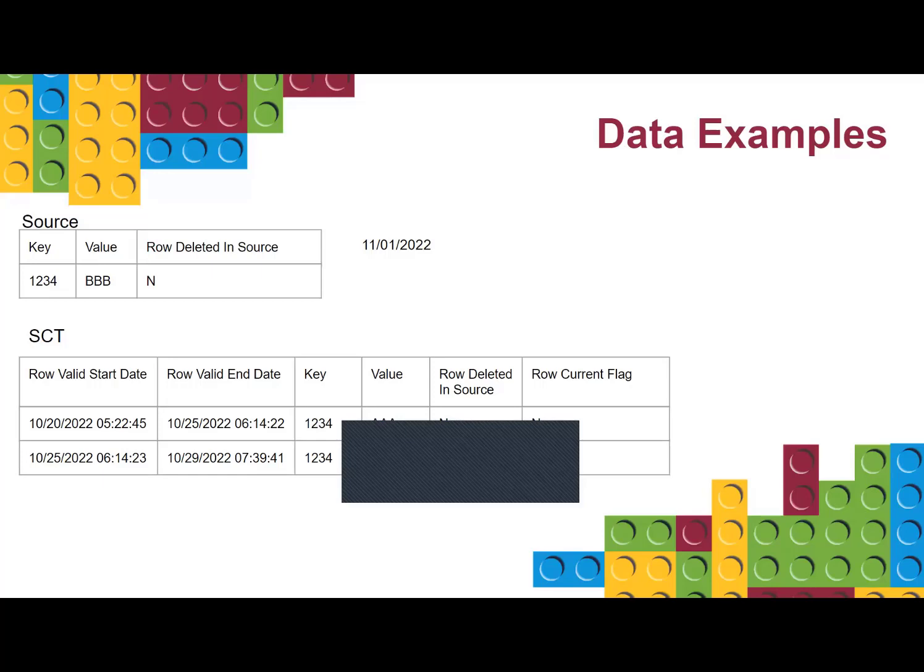You don't change the row valid end date this time, because you don't want to artificially put a row valid end date of 11:01, because that was in fact deleted on the 29th. And then similar to before, oh, you can see it in here. I'm talking over it, but it's just adding a new row with the new valid start date and a new current flag.